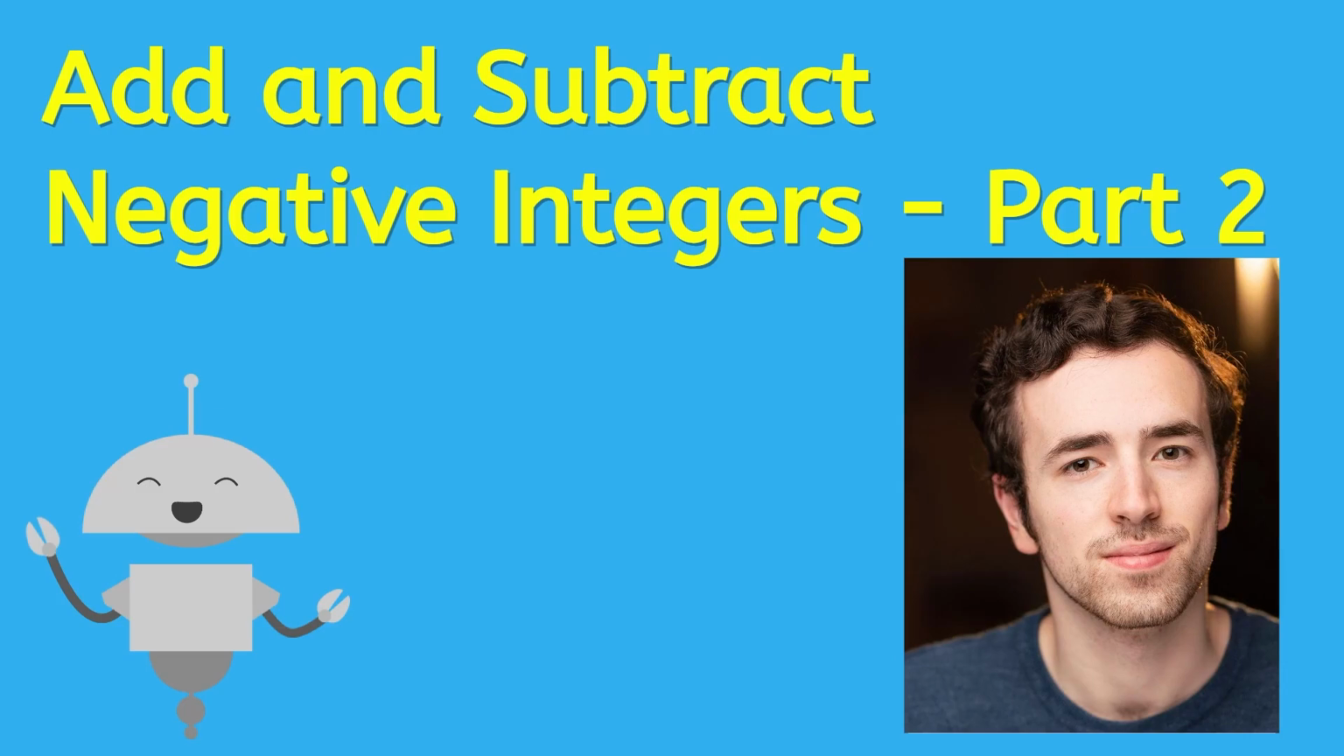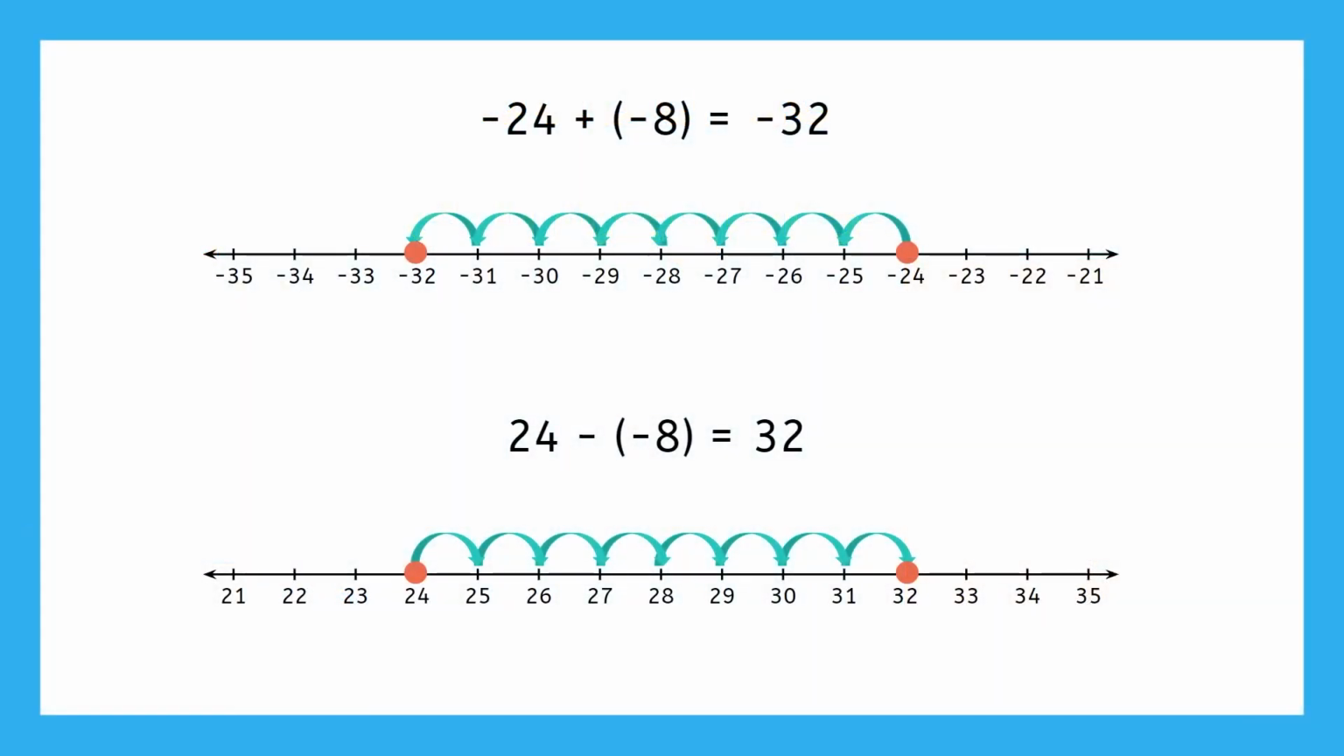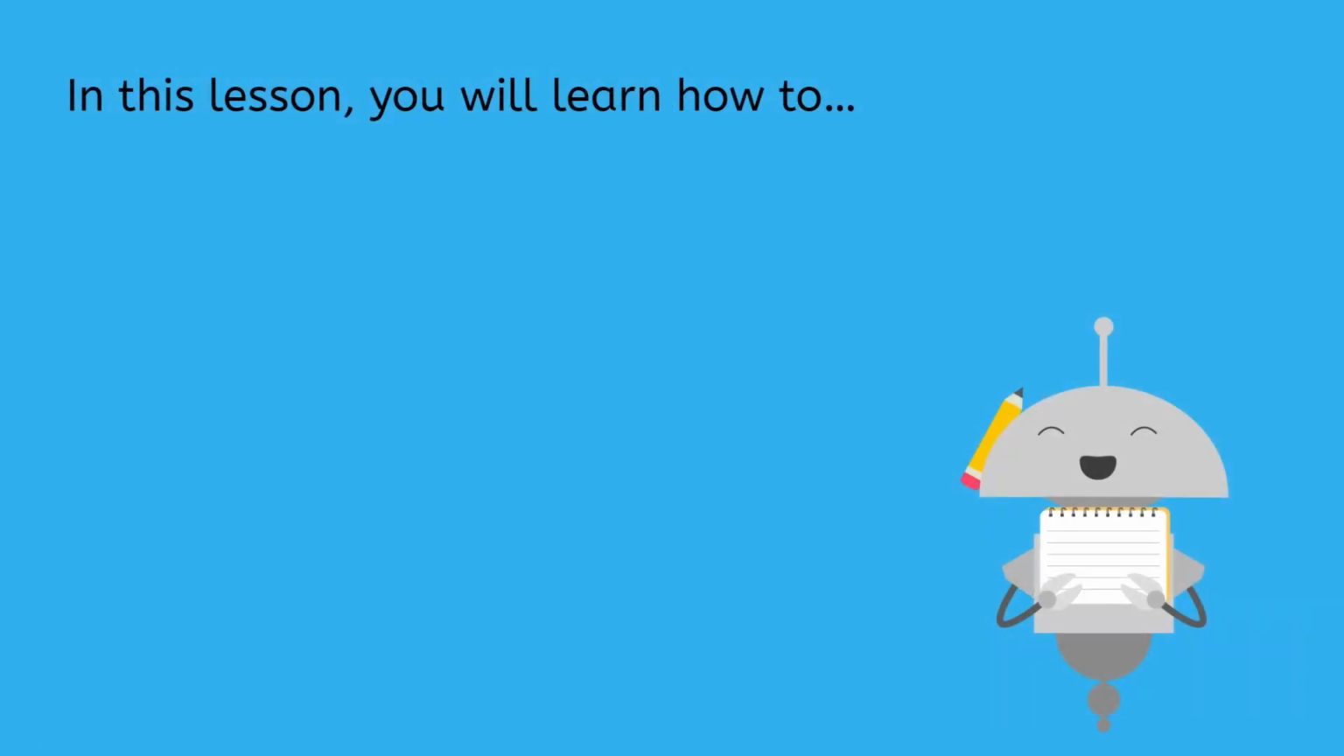Welcome to our next video on adding and subtracting negative integers. In our last video, we learned how to add and subtract negative integers using a number line. Just like base 10 blocks are not the fastest method for adding and subtracting, neither is drawing a number line every time. Let's explore some patterns and then discover some methods to solve addition and subtraction problems with negative and positive integers. In today's lesson, you'll learn how to add and subtract both positive and negative integers.